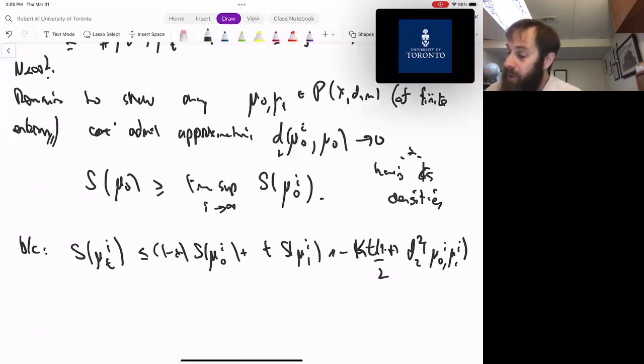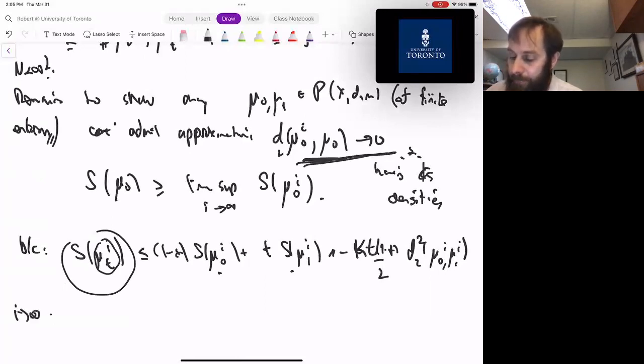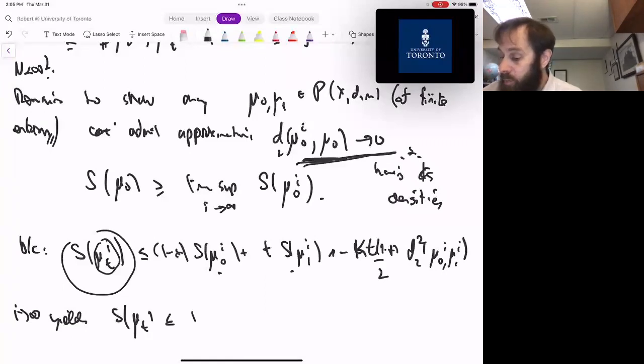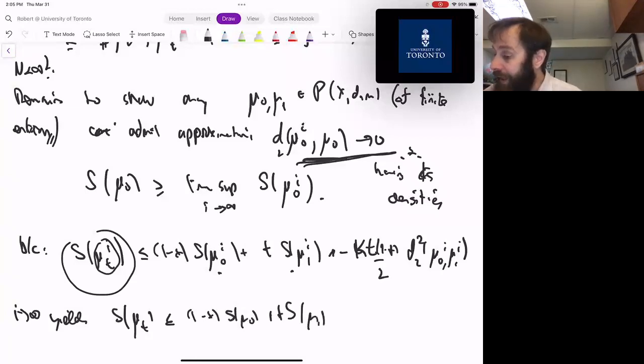And then if I have this approximation, then I can pass the limit i going to infinity, and these terms can only go up. And this term we already know is a lower semi-continuous function of this. So when I pass to i infinity, because this is weak convergence, I'll get S of mu t will be less than 1 minus t S of mu 0 plus t S of mu 1. And if the same kind of approximation is happening both at time 0 and time 1, then this is going to converge by the triangle inequality too.